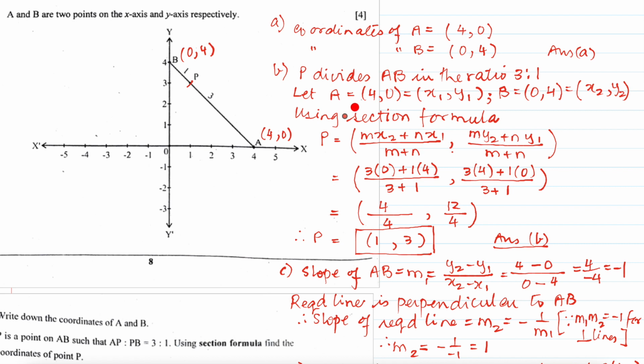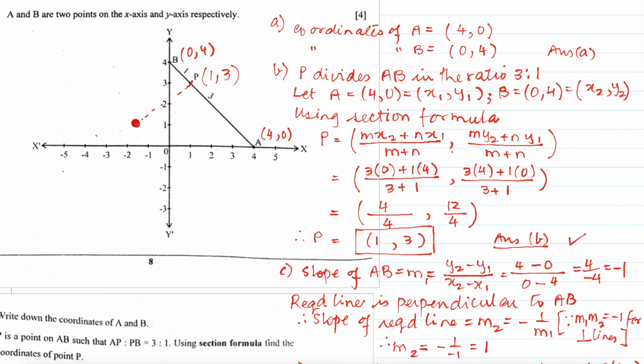So we will say let A, which is this 4, 0, let it be x1, y1, and B 0, 4, let it be x2, y2. And then the section formula we write, we substitute, get the answer, that will give us our P, that is our second mark. Now slope of AB we'll have to find, because we have to find the equation of line perpendicular to AB, but it should pass through P. Now P is 1, 3, right?